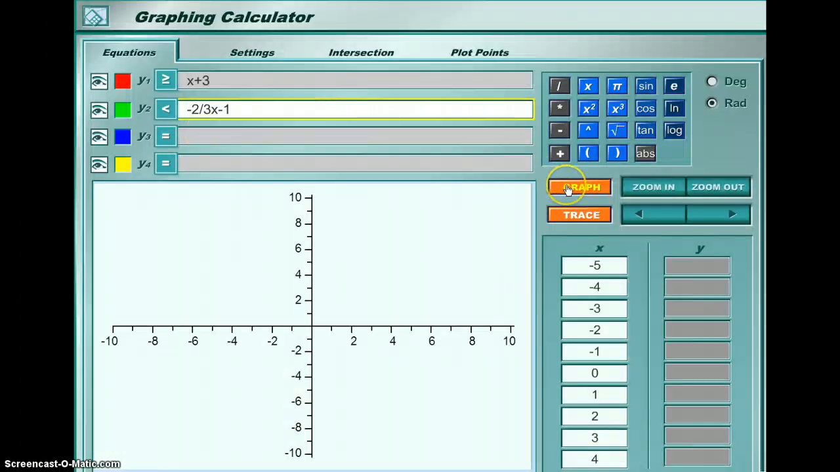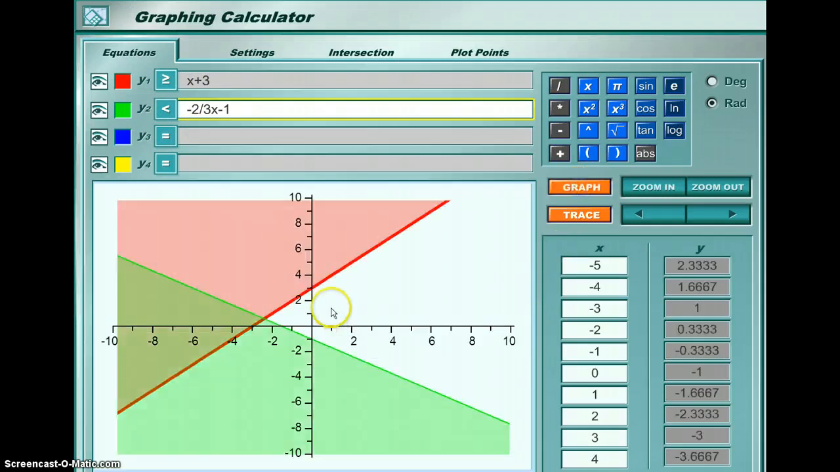And then the next thing you're going to do is graph. Whatever you see in red is for the first linear inequality. Whatever you see in green is for the second inequality. Click graph, and you're going to see the graph of the linear inequality. Let's study this first. Let me hide the green. Okay, there it is. Now this came from the first linear inequality.